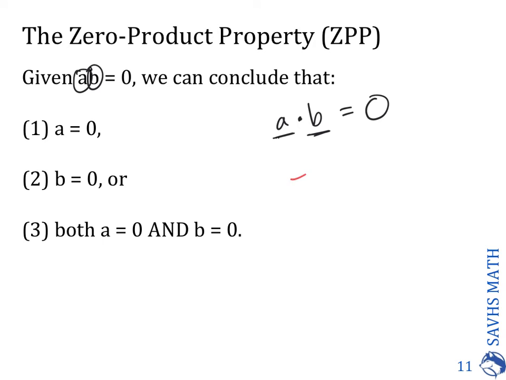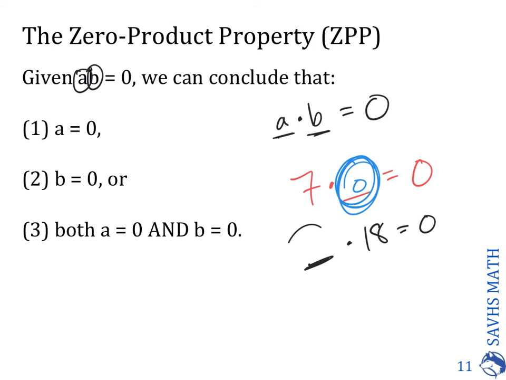Okay, so here's an example. If you have 7 times something and you get 0, this thing has to be 0. Otherwise, there's no other way to make this work. Or if you have something times 18, and that's equal to 0, the only thing that you could put right here has to be 0. So the whole point is, if you multiply two things together and you get 0, one of them has to be 0.